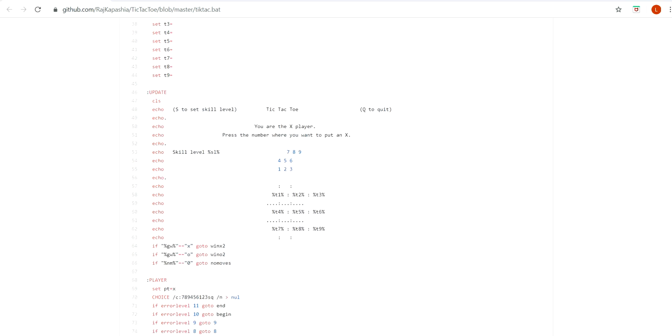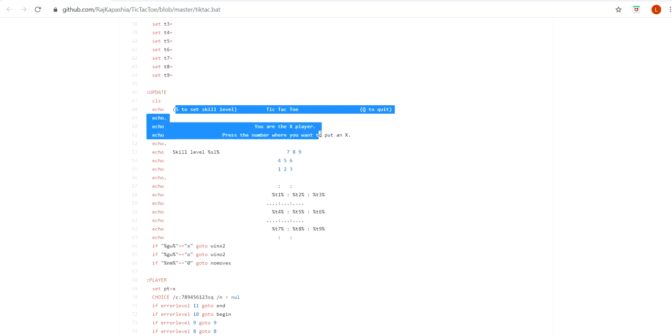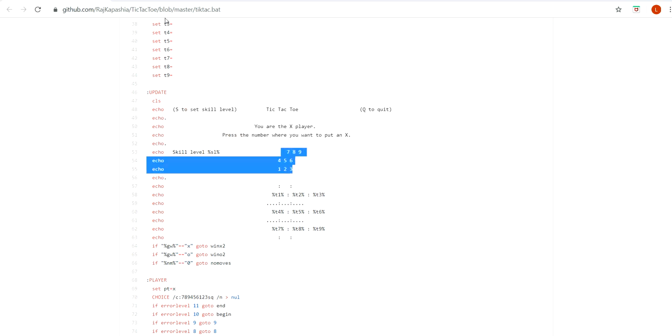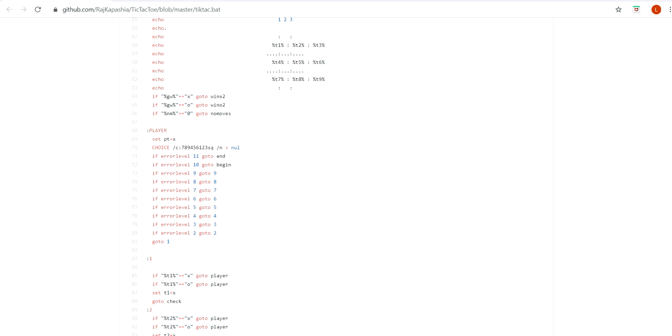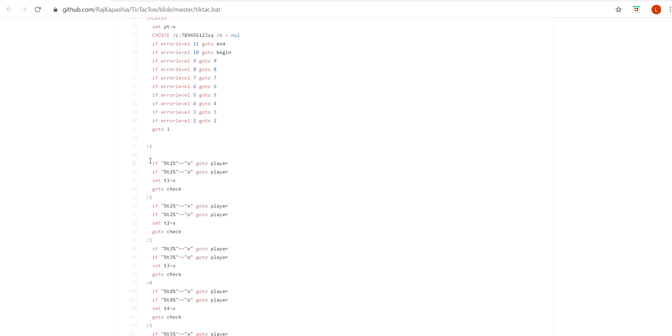T1s are the tiles on which we are placing X and O. Then there is an echo again, set the skill level, you are player X, so we can only play X, we cannot play O. Or press a number where you want to put the X. It is a 2D matrix, 3 by 3, and you have to tell the index number of that matrix where you want to put, 1 2 3. T1 is like this. Then you have whether t1 is O or t1 is X. If t1 is X, go to player, and if t1 is O, then go to X.